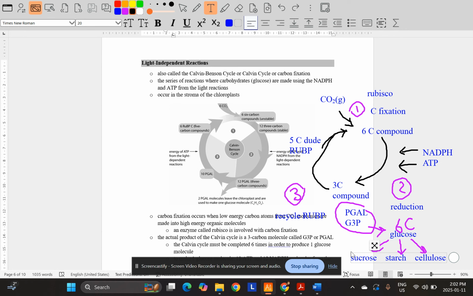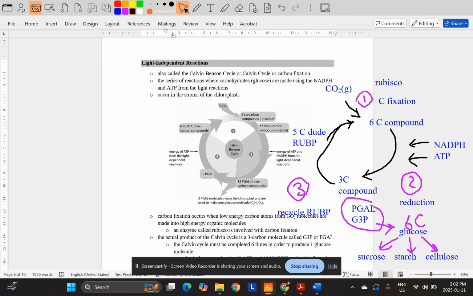So this is it, guys. We've done light dependent, we've done our light independent reactions, we've made glucose, sugar for the plant, and light dependent made oxygen. And that is photosynthesis.